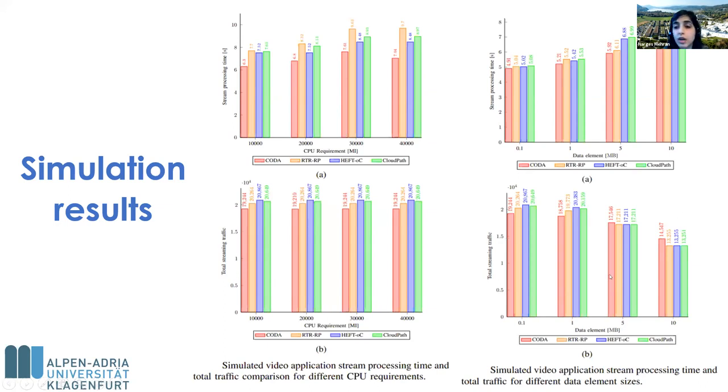Although in the scenario that the data element was getting modified, we had some sort of reduction in the total streaming traffic, because in a specific simulation time, the amount of data that was getting produced and generated was somehow fixed. That's why by increasing the data element size, the simulation was getting finished earlier.